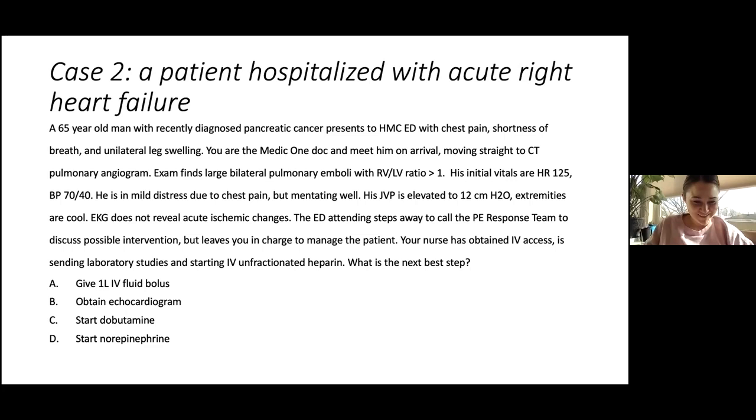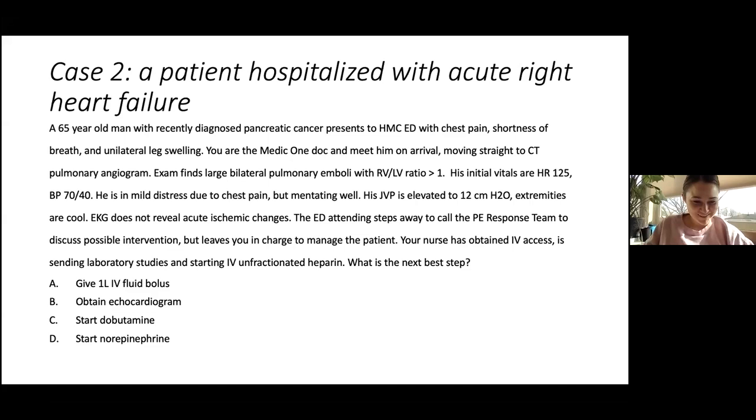The medics were worried about a PE. You were worried about it as well. You met him on arrival and decided, hey, let's go straight to a CT pulmonary angiogram on the stretcher. The CT shows large bilateral pulmonary emboli with an RV to LV ratio greater than 1, which is abnormal.